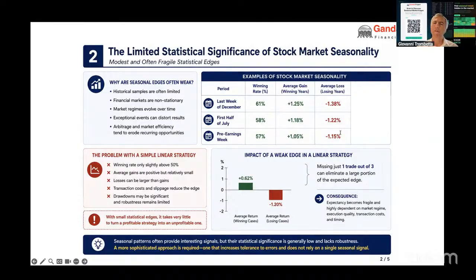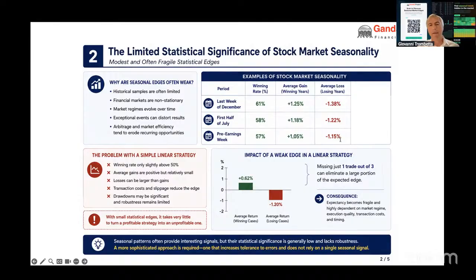So, what we have to consider, missing just one trade out of 3 can destroy a large part of the expected return. And this makes the strategy fragile and difficult to monetize consistently. So the challenge is not finding a seasonal edge. For this, we have SeasonHunter. The challenge is designing a structure that can survive inevitable forecasting errors that we should have, we will have.